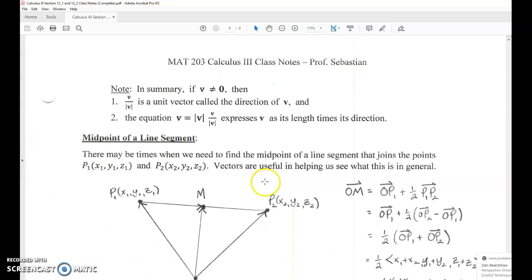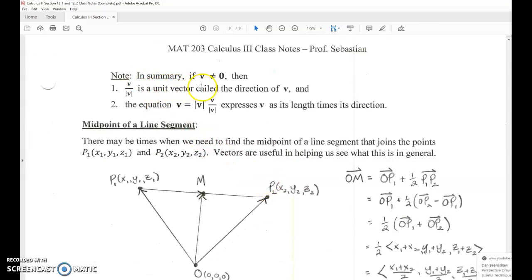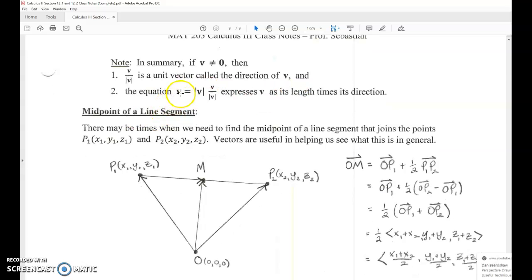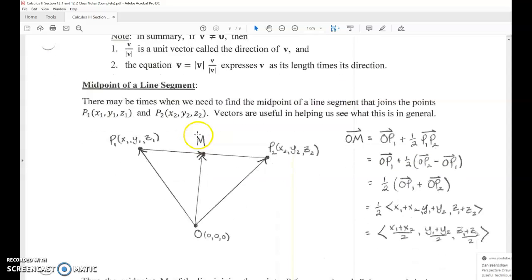So there's no more examples in here, but I just want to make a couple notes. In summary, if the vector v is not the zero vector, then v divided by its own length is a unit vector called the direction of v. And the equation v equals its length times its direction, magnitude times v over magnitude, expresses the vector v as its length times its direction.